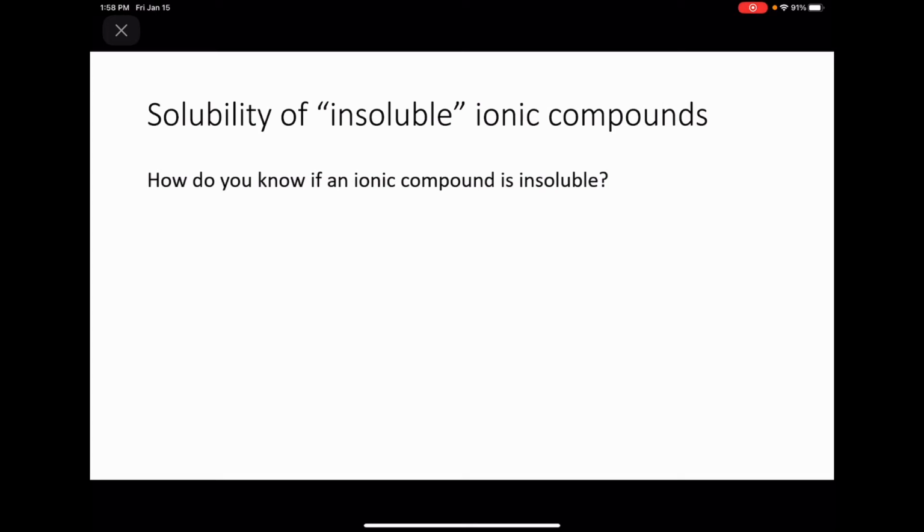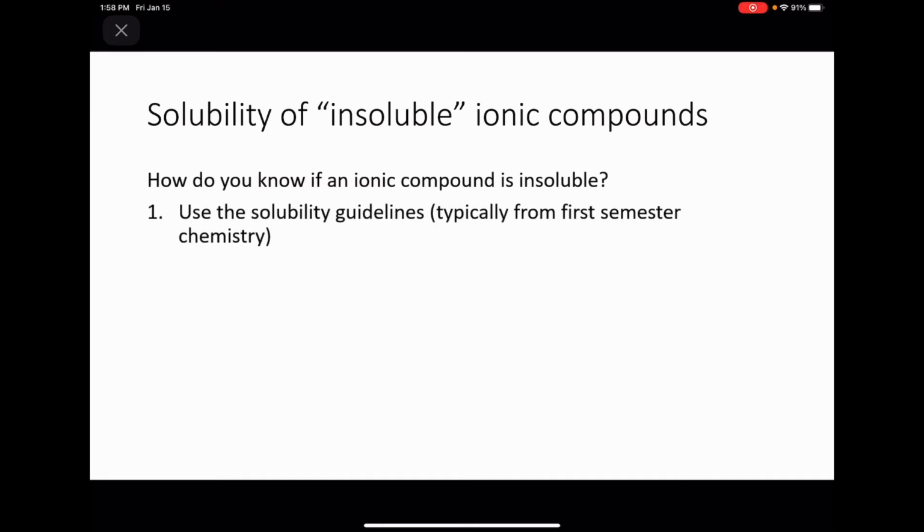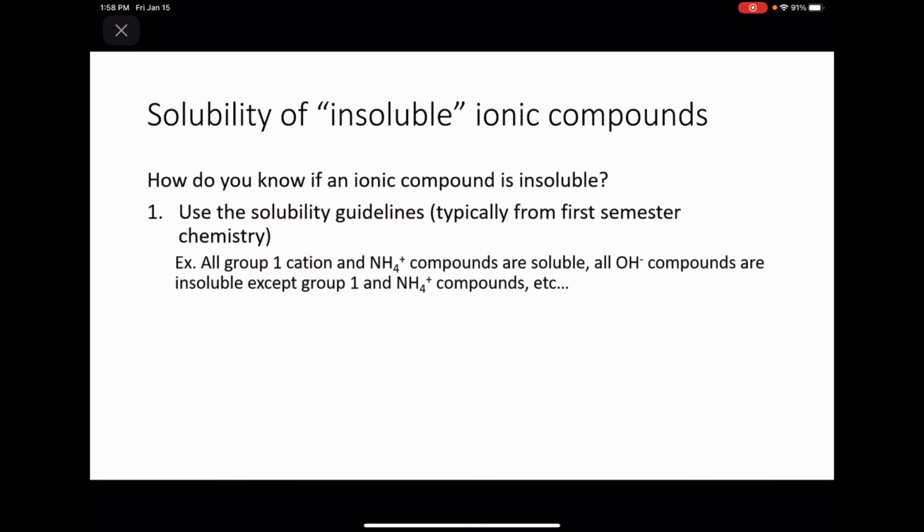And so how do we know if we have an insoluble ionic compound? One way is to use the solubility guidelines, and you can look them up in any general chemistry book, including our general chemistry book. It's typically taught in the first semester of the 105 course. What they are is just a set of rules. If we have a group 1 cation or an ammonium cation, the compounds are soluble, always.